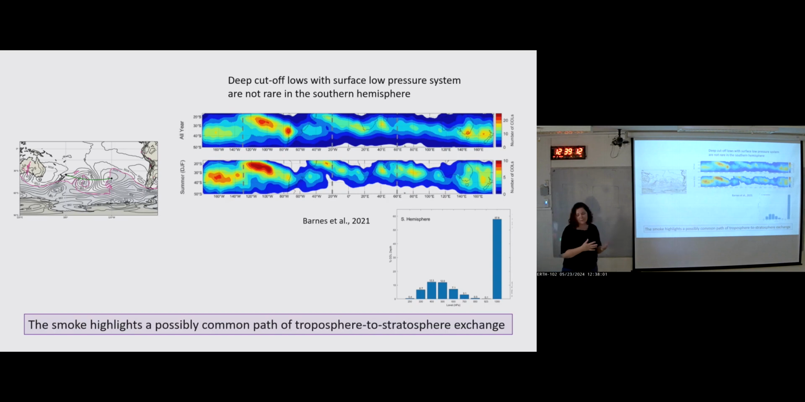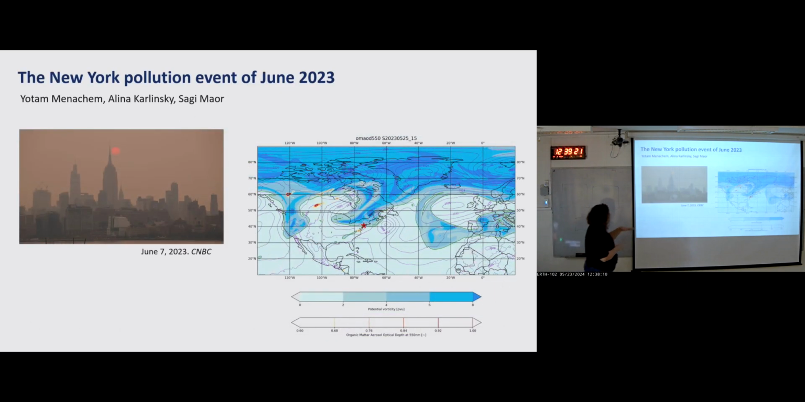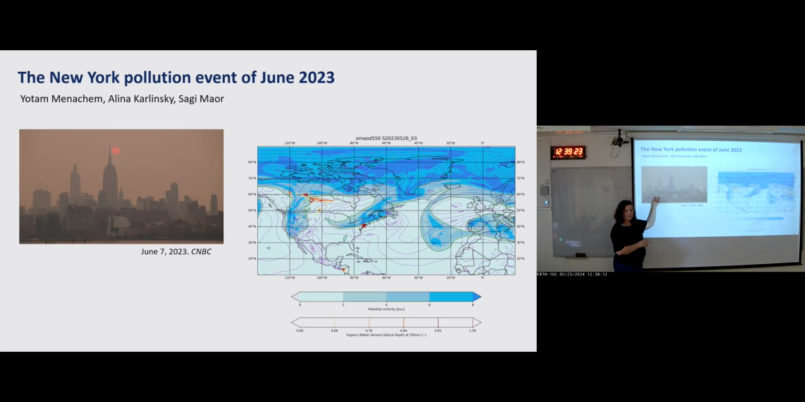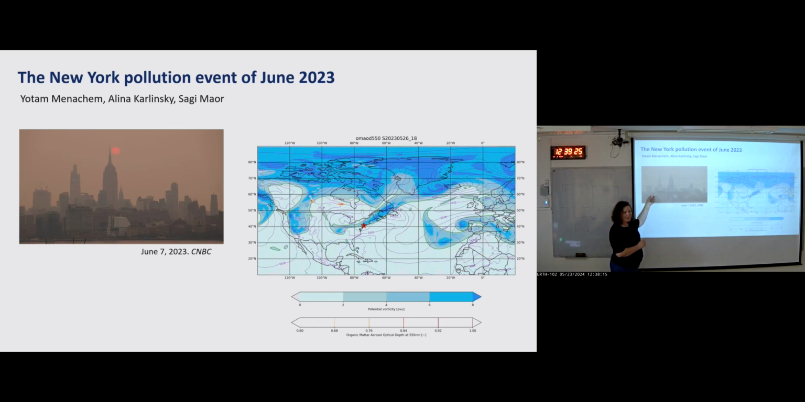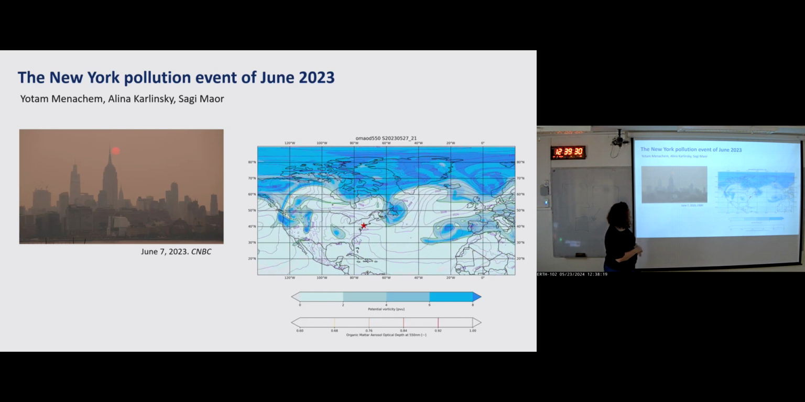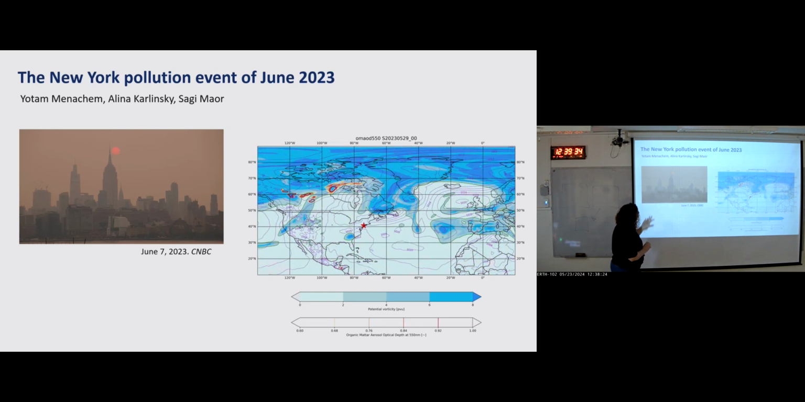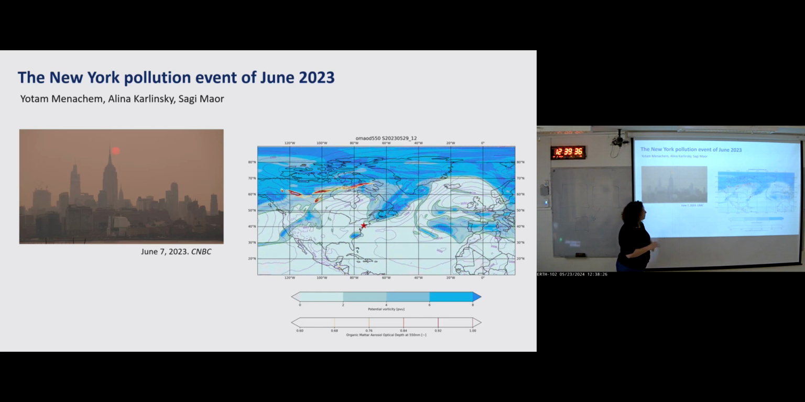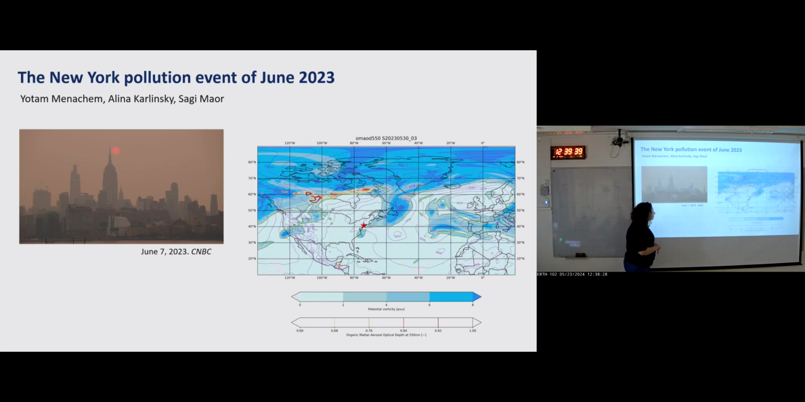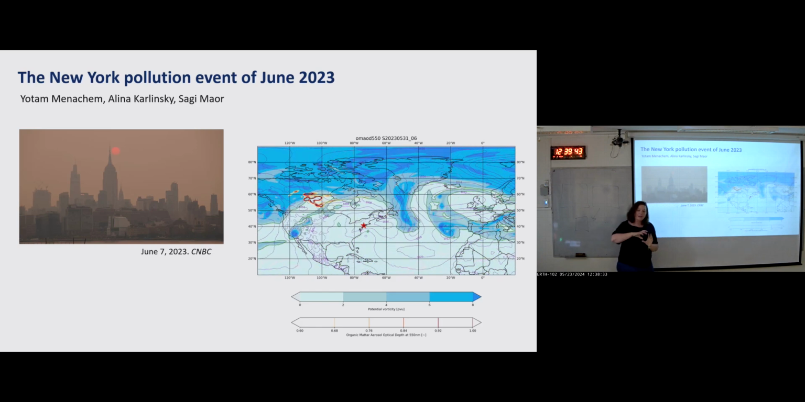We're looking for new opportunities, and a new one came in June 2023, when New York was covered in smoke. For about 3 or 4 days you could barely see the Statue of Liberty or the Empire State Building; everything looked like this. It was a combination of a few student projects and a few rotation students, and what we did is try to find where the smoke came from.